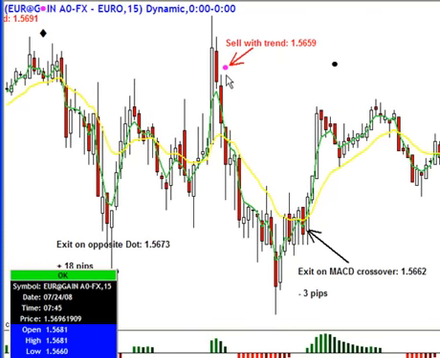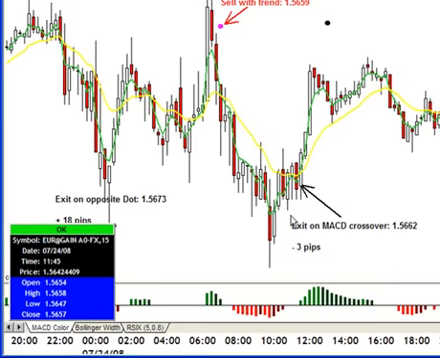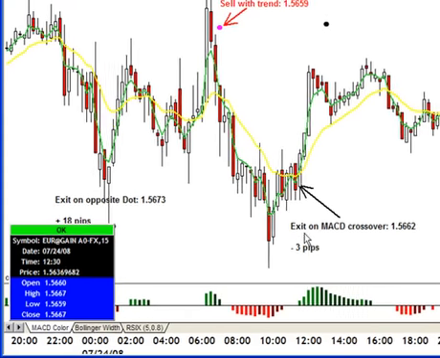And the next one in the US market time frame was at 659, a sell, and there was no opposite dot in this example. However, the rules do call for, if the MACD histogram crosses back over again, you exit on the open of the next bar, and that would have been an exit on a MACD crossover for minus 3 pips.